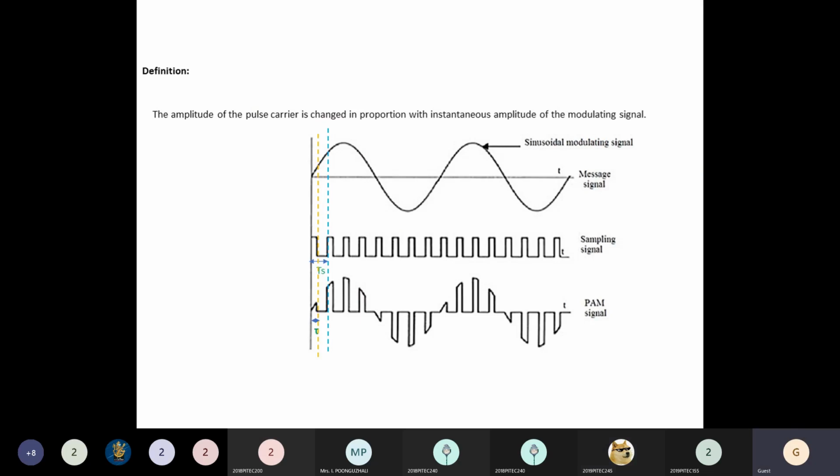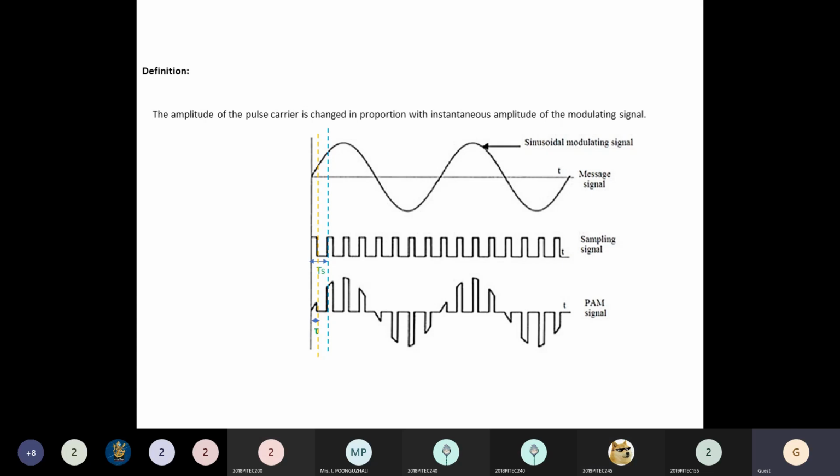Pulse modulation. What is the definition of pulse modulation? In the sense, the amplitude of the pulse carrier is changed in proportion with the instantaneous amplitude of the modulating signal. So simply we can say, with respect to the amplitude of the message signal, the amplitude of the pulse carrier varies. The amplitude of the message plays the main role here. It is simply said to be pulse modulation.